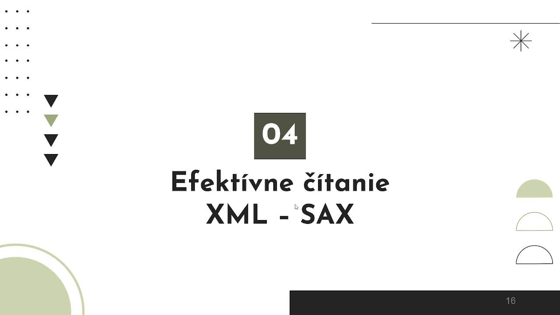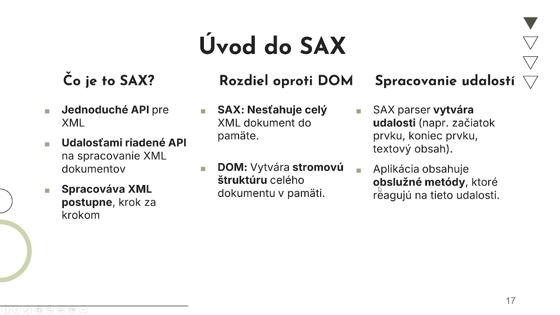I will talk about how to read XML by using SAX. What is SAX? SAX stands for Simple API for XML. It is one of the ways we can process an XML file in Java. It is an event-driven API for reading XML. It means reading XML files step by step instead of loading the whole file into memory at once.